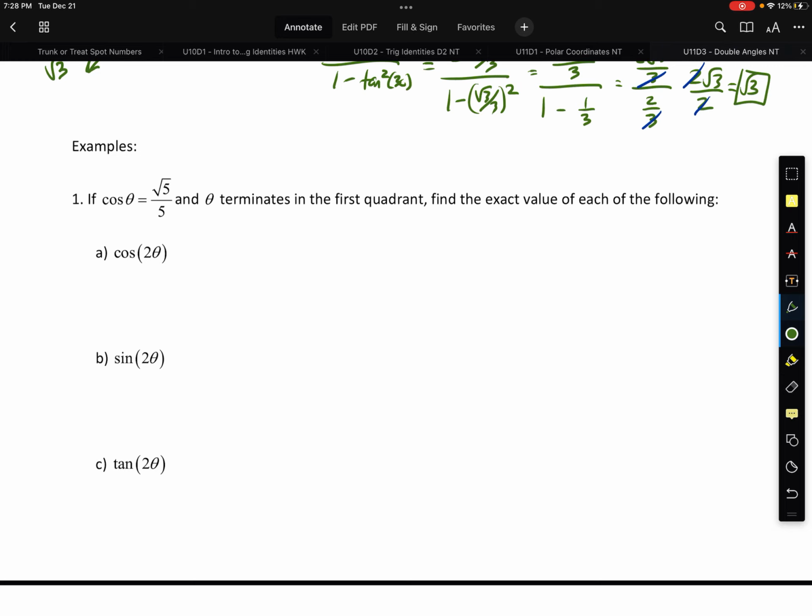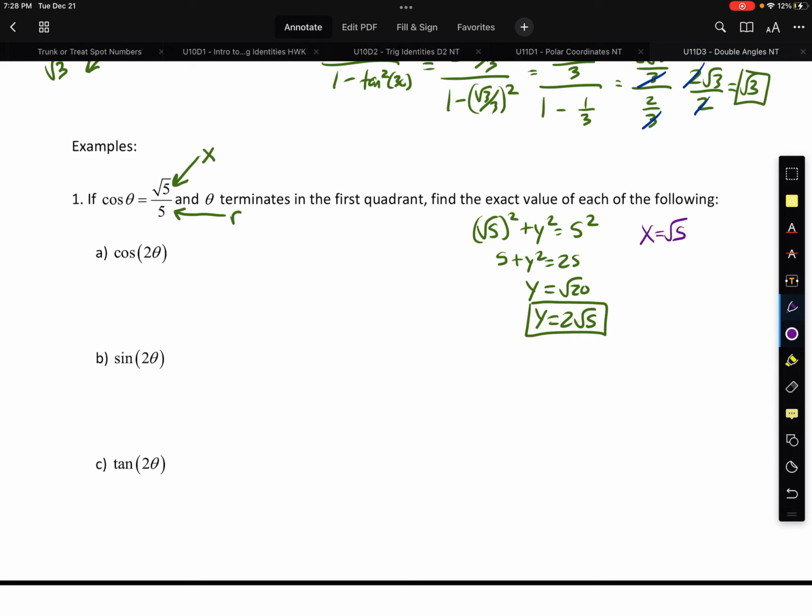So if I'm talking about cos, I know that my x is rad 5 and my r is 5. So I got rad 5 squared plus y squared equals 5 squared. 5 plus y squared equals 25. Y equals rad 20. Y equals 2 rad 5. So for this problem, the key numbers: x is rad 5, y is 2 rad 5, and r is 5. And since we're in quadrant 1, everything is positive.